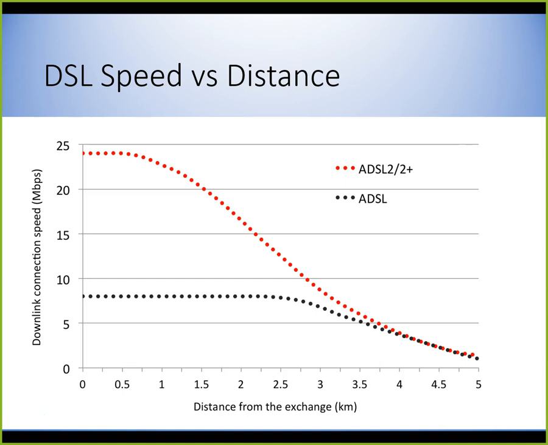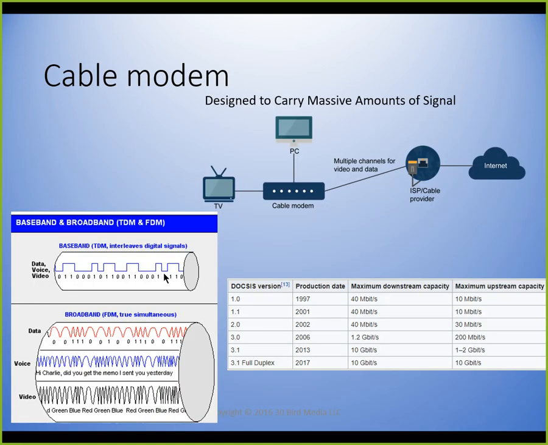So we have to be within a certain distance of what's called the central office, which is a switch, to do these things. And with ADSL2+ or standard ADSL, depending on what technology is available, what kind of data rate will you be able to get from the DSL itself?